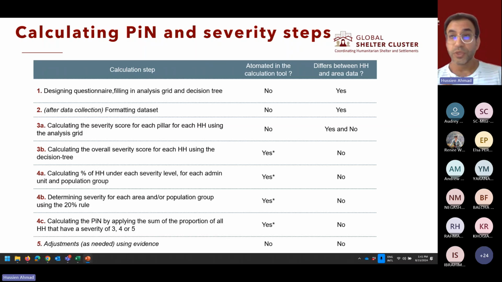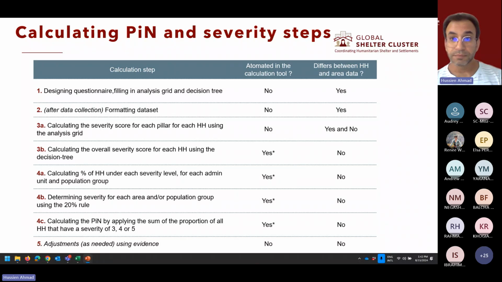Does this differ when you have household level data or area level data? No. In all cases, this step is irrelevant to what type of data sets or what type of assessments you are collecting. Even if you are implementing the SSC or doing the analysis with secondary data review, you still need to do the analysis grid and decide for each indicator what type of information and how you will be estimating that part of the indicator based on the information you have, whether household level data, area level data, or maybe other types of information.